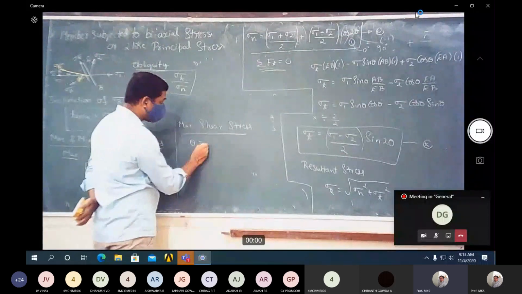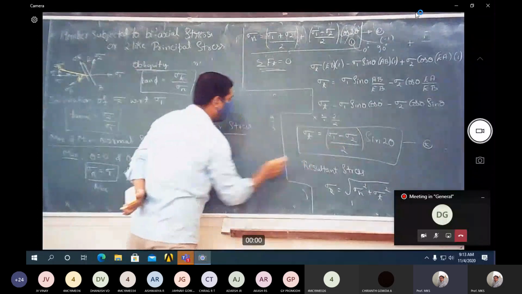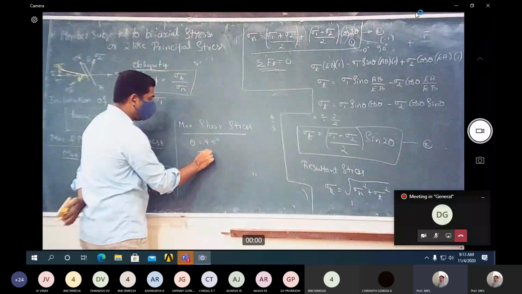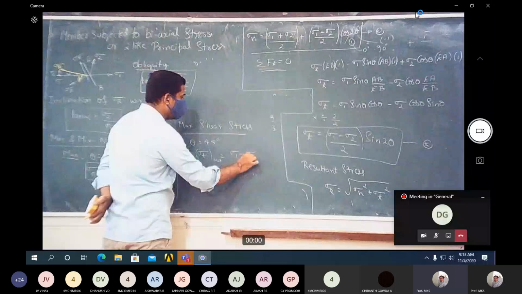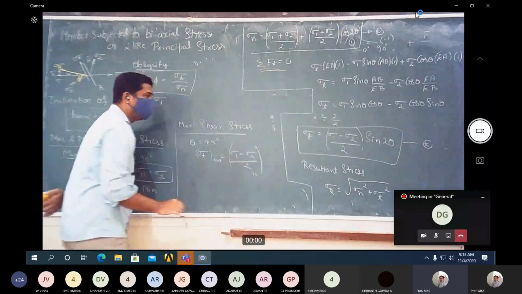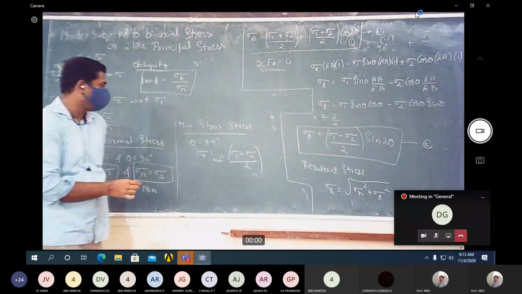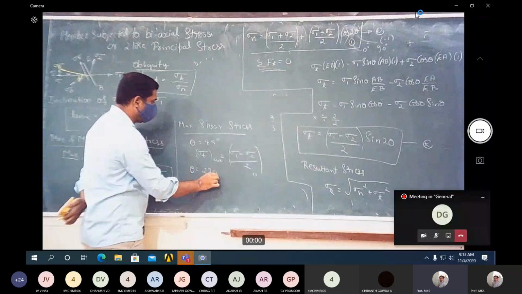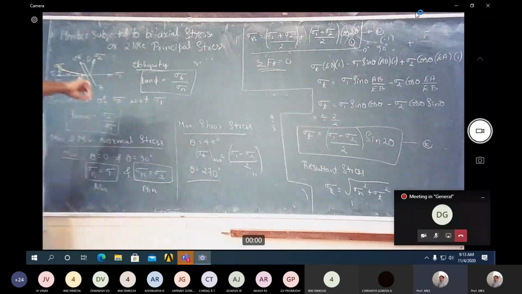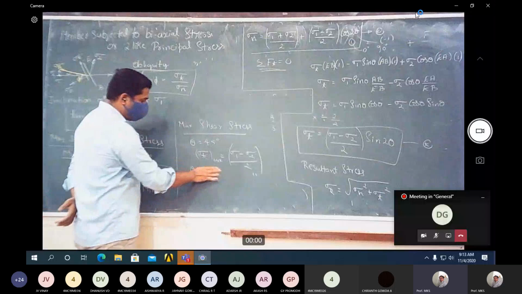When theta becomes 45 degrees, this component is 1. So sigma t maximum is equal to sigma 1 minus sigma 2 by 2, right? So in both the cases, sigma t when theta is equal to 270, substitute, when it is 270 or 45. It is not 270, it has to become 270 under, it is 135 degree.